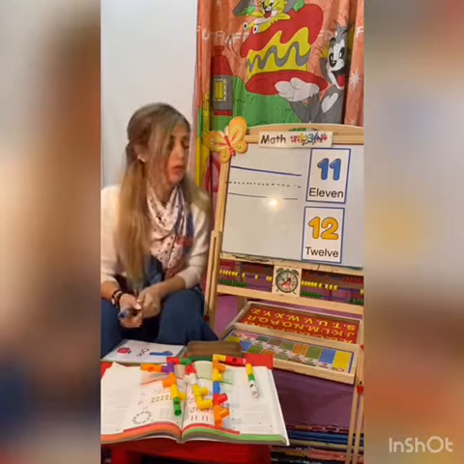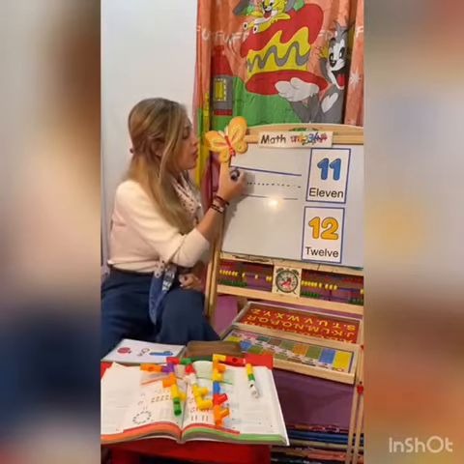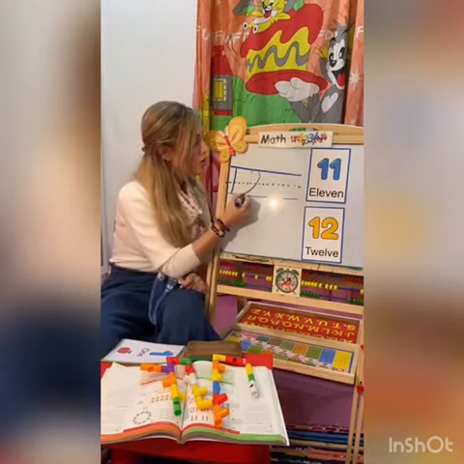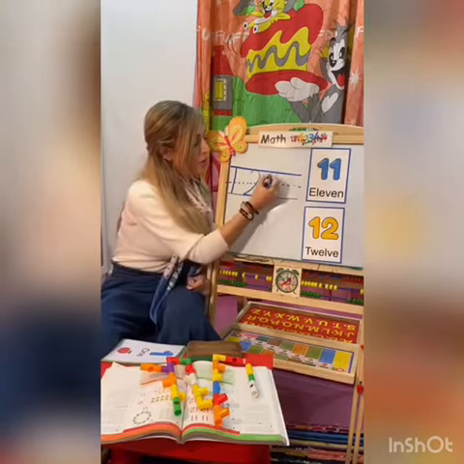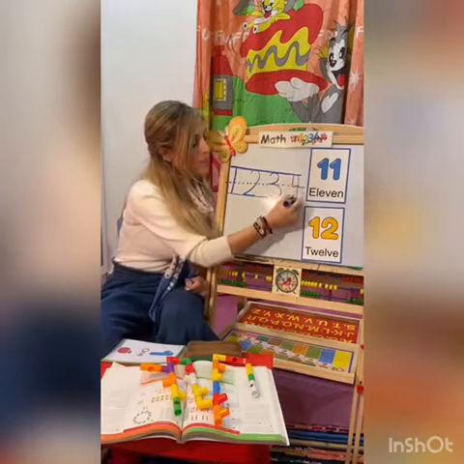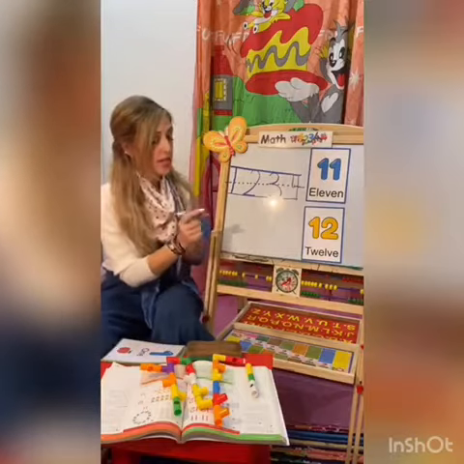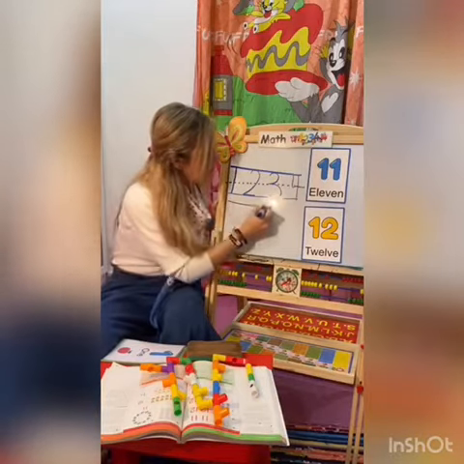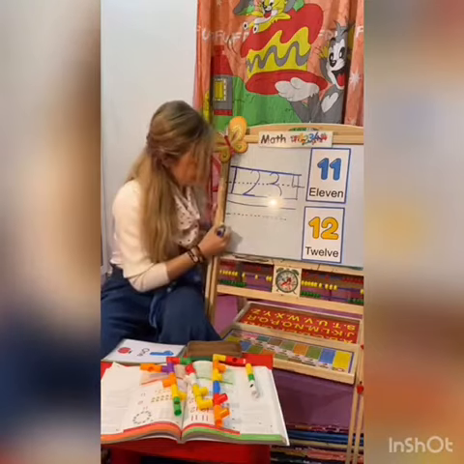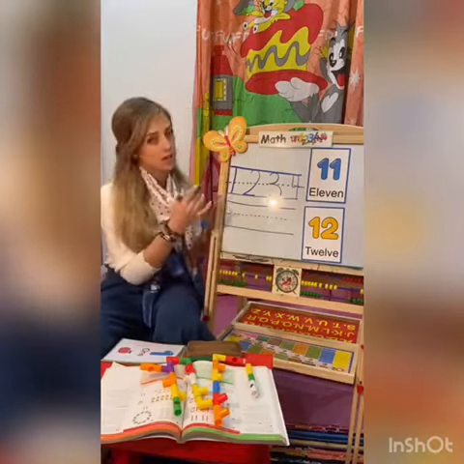I will show you. This is number one, and we can leave a space to write two. We leave a space to write number three, 4, 5, 6, 7. But if you want to write number 11, number 12, number 13, number 10, let's start from number 10.